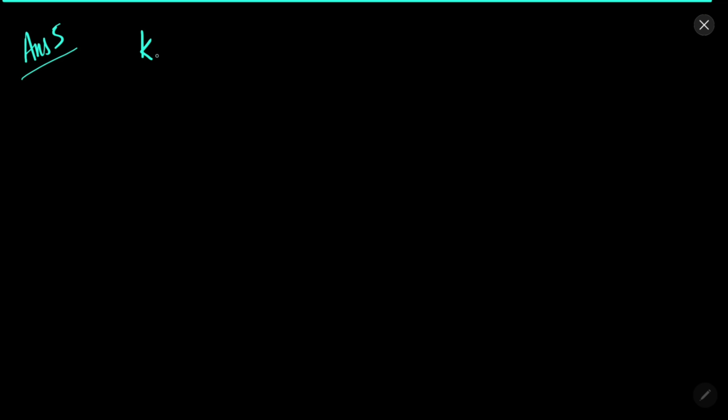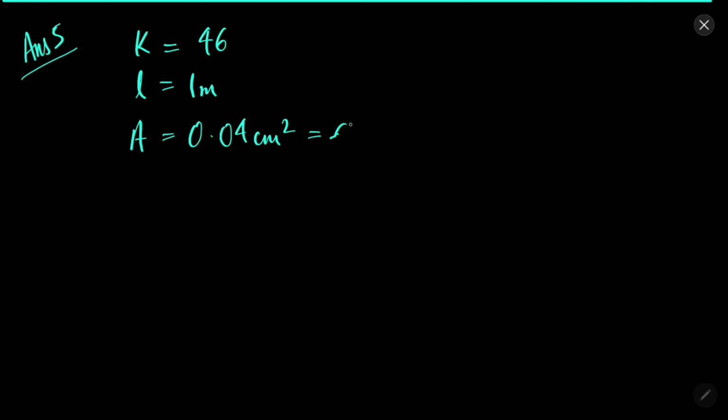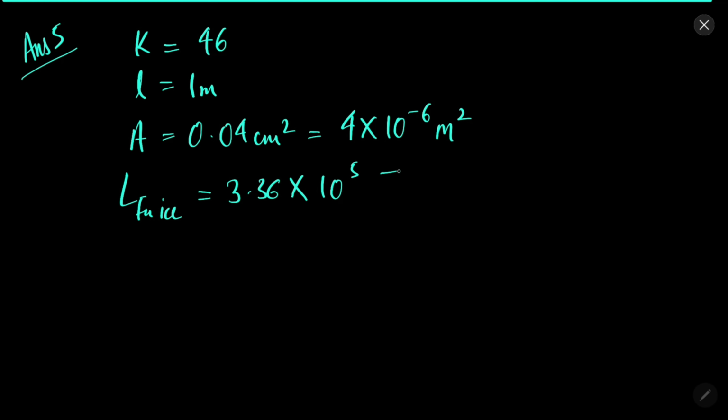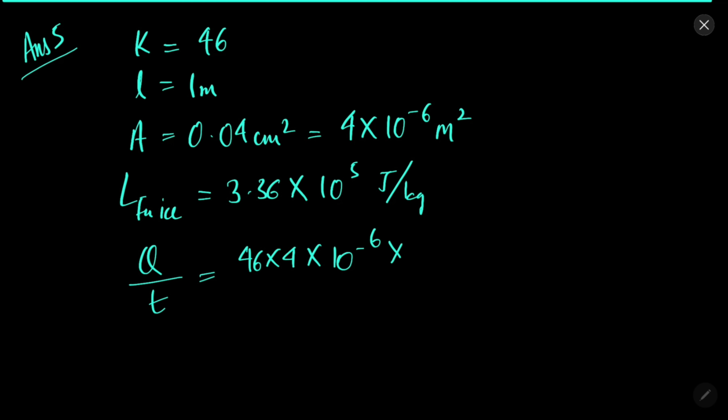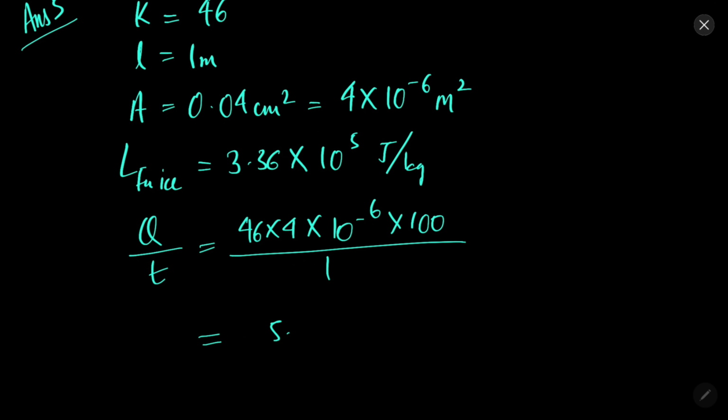So what we have, K equal to 46, length 1 meter, area 0.04 centimeter square or 4 into 10 to the power minus 6 meter square. Latent heat of fusion of ice is equal to 3.36 into 10 to the power 5 joule per kg. Q over T will be 46 into 4 into 10 to the power minus 6 into 100 over 1. So 5.4 into 10 to the power minus 8 kg.